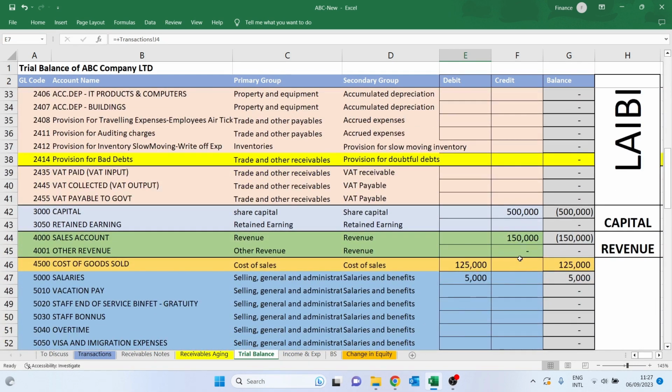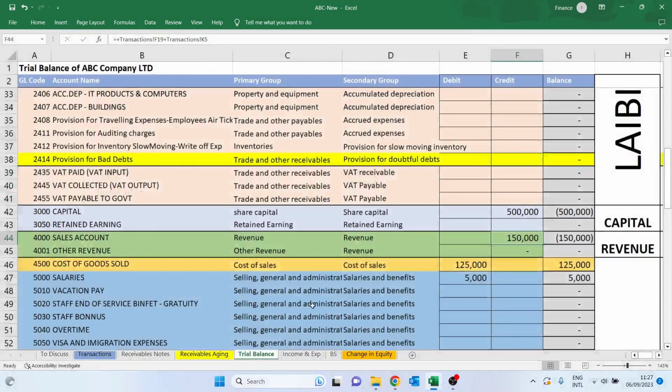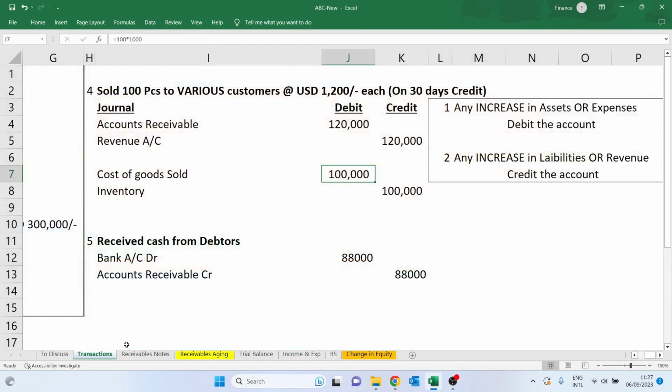So here is the revenue account. This is credited, because we already have 30,000 revenue. Now 120 plus 30 will become 150. The second part, we need to debit cost of goods sold. Cost of goods sold is debited with 100,000. We already have the 25,000 earlier, so 100 plus 25, 125,000 is the cost of goods sold now.